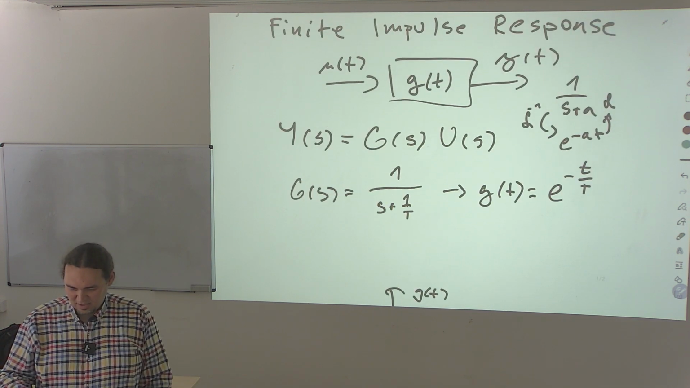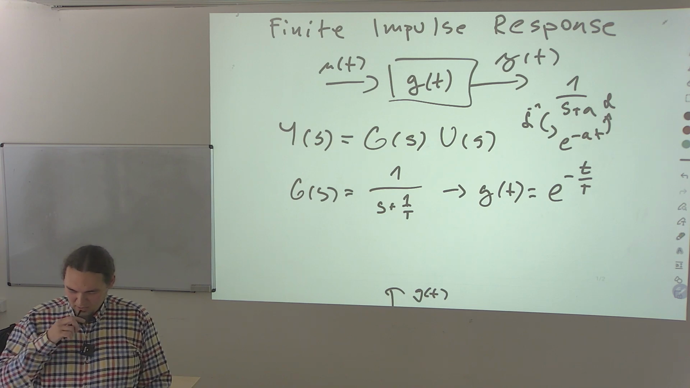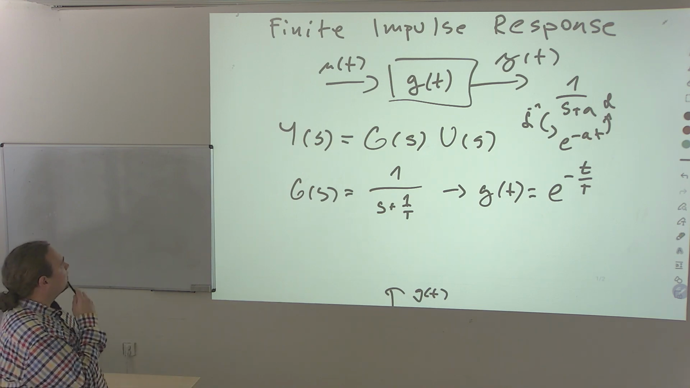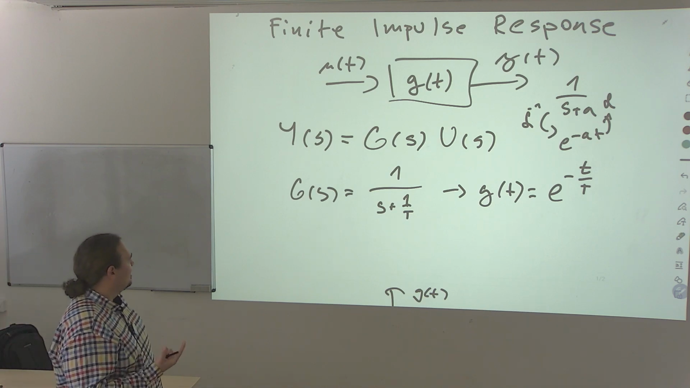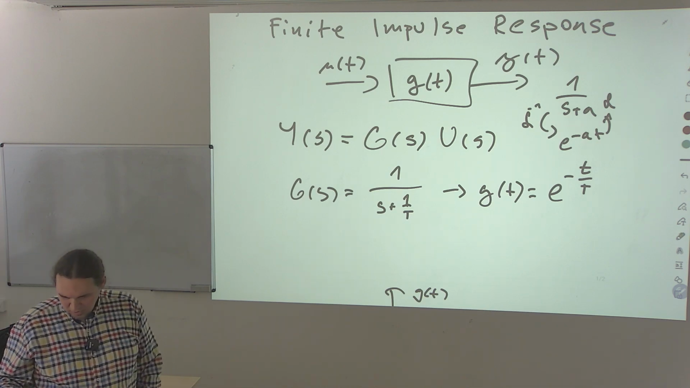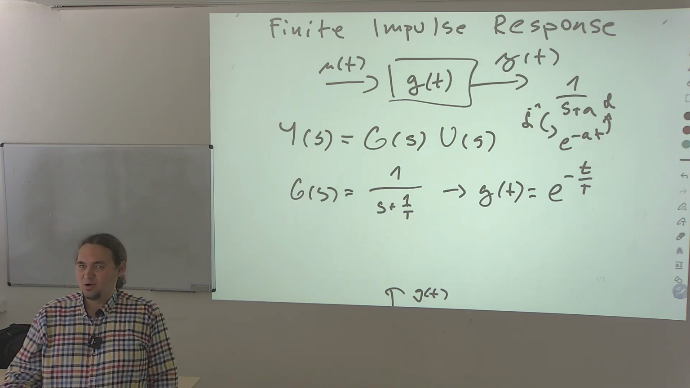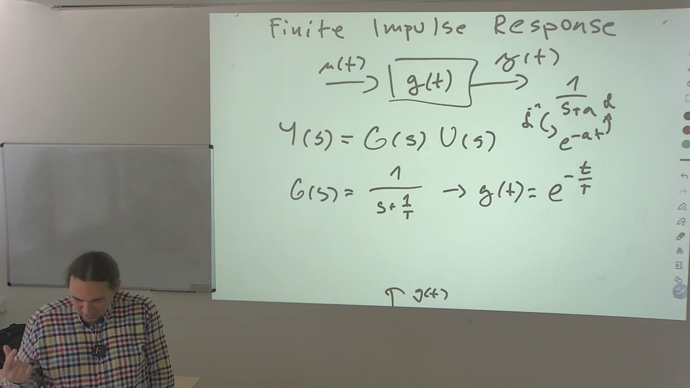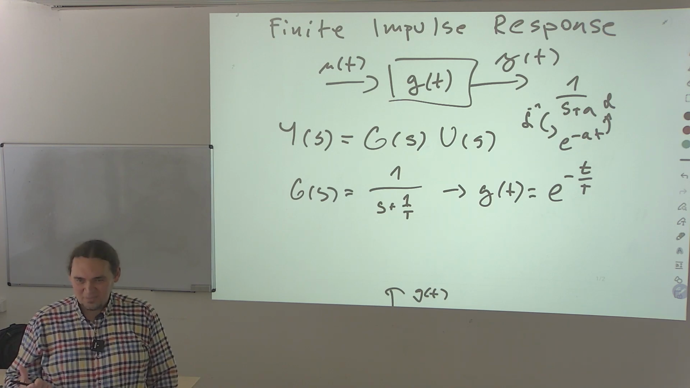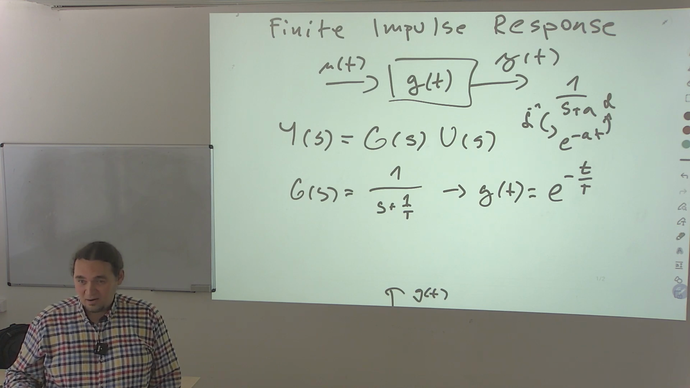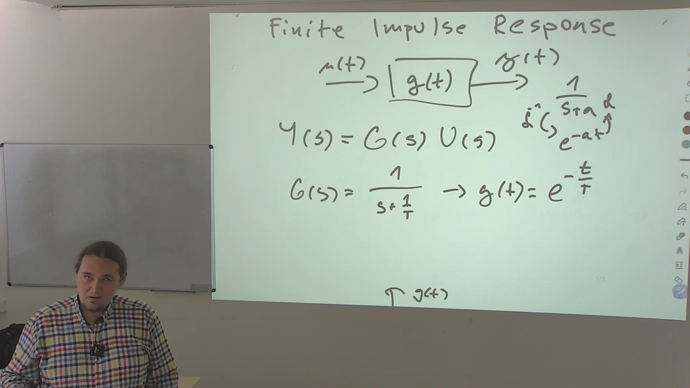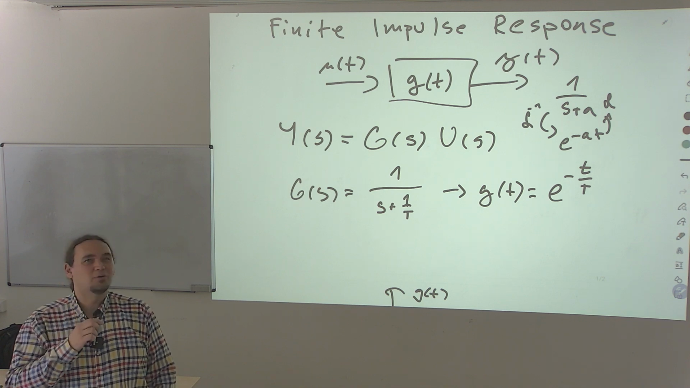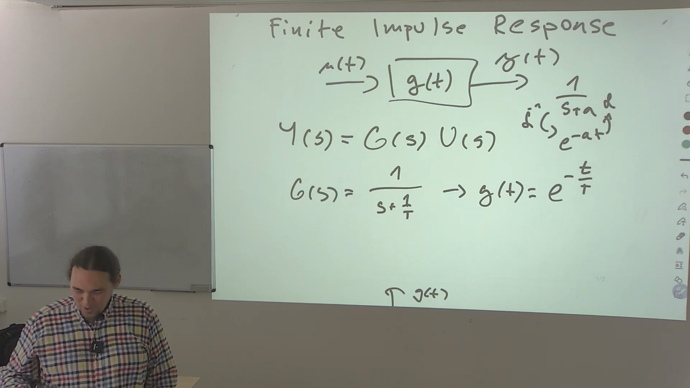I guess you might have discussed this, or you didn't discuss it at all in your theory of automatic control. What does this G of S alone represent? What is this G of T? Isn't it a differential equation? No, it's already a solution to a differential equation.